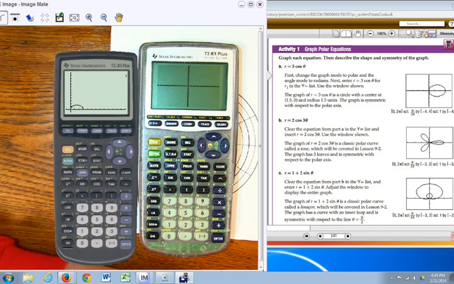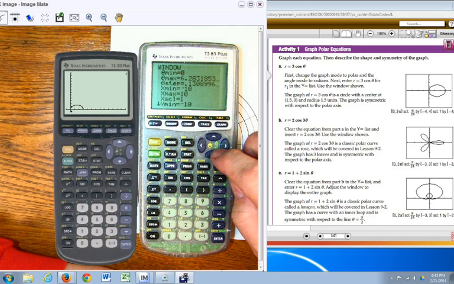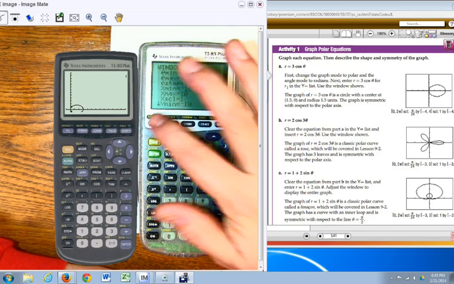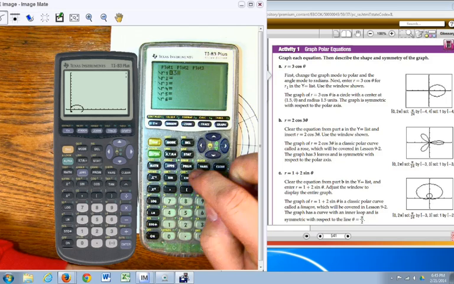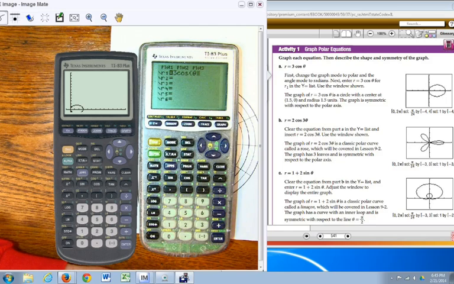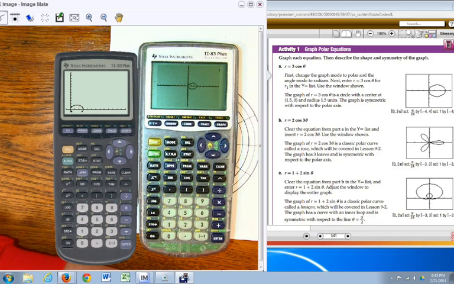And you start to see something's coming up. Over here on this window, I think I'm good. Y equals, put my equation in, 3 cosine theta, hit graph, and there we go. Again, we can zoom, and a standard zoom would probably be a pretty decent window.